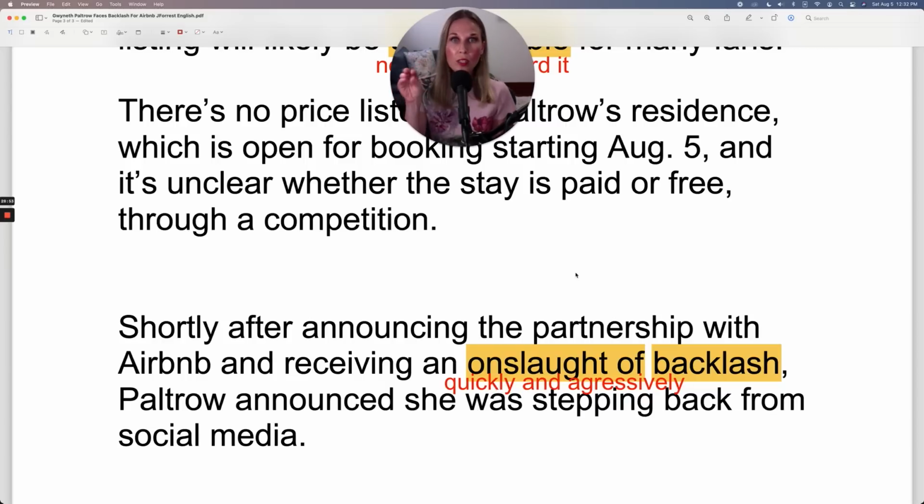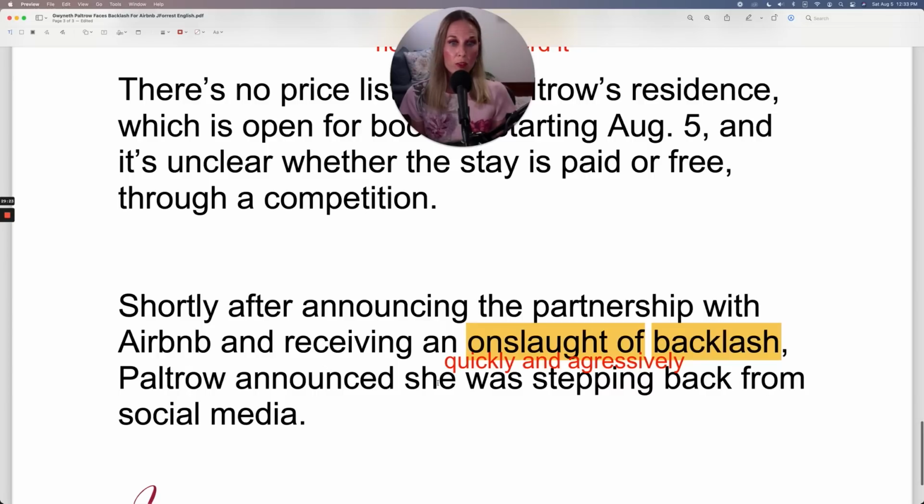So she posted this at, let's just say, noon. And then by 12:05 or 12:15, there were already a lot of negative reactions in the comments. People said, I'm having none of this. This is so out of touch. Give me a break, or some sort of negative reaction. And it came quickly and aggressively, an onslaught of backlash. Paltrow announced she was stepping back from social media.